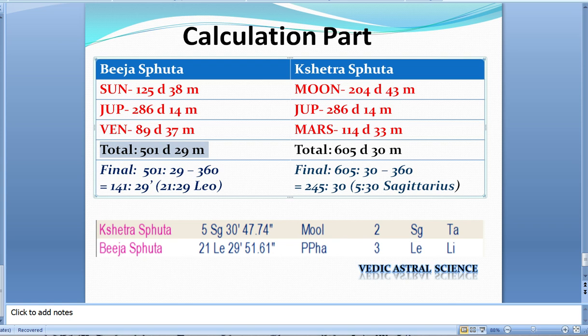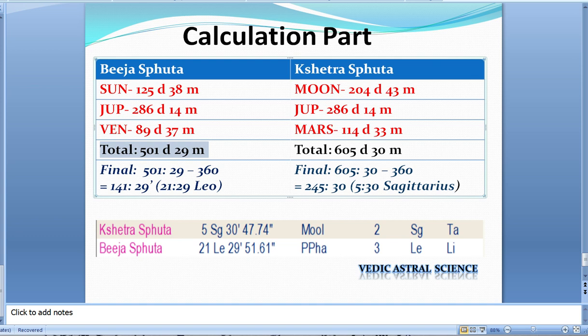So for male natives, as the sign of Leo is an odd sign, it will be very good for progeny prospects, or you can say that the result shows good fertility potential of the native.